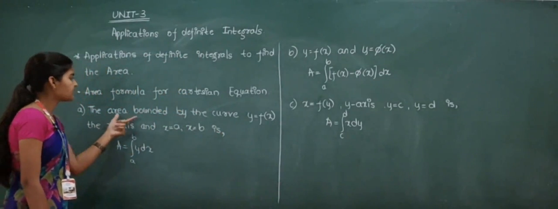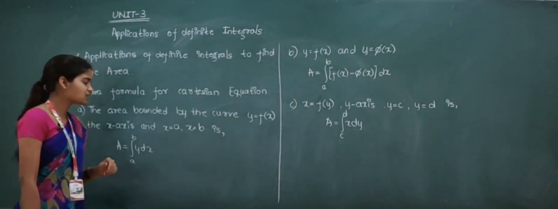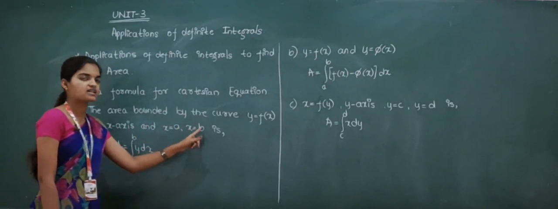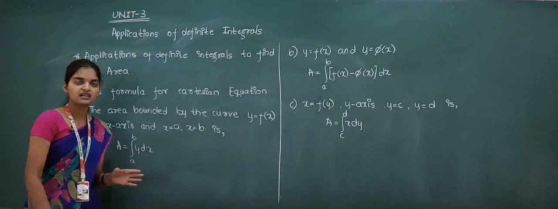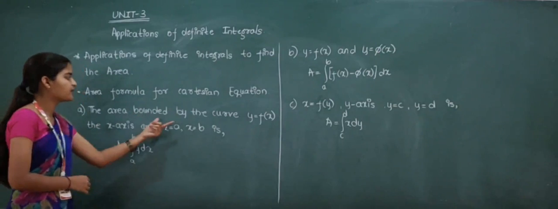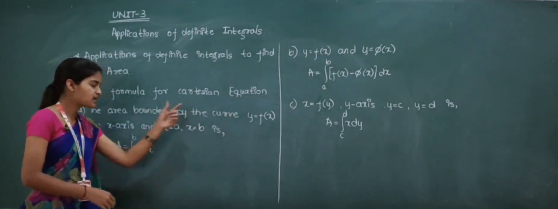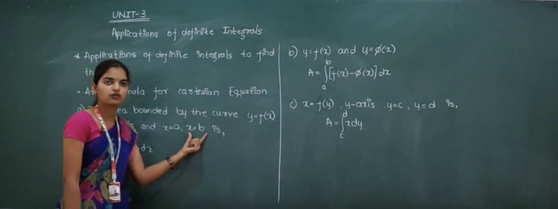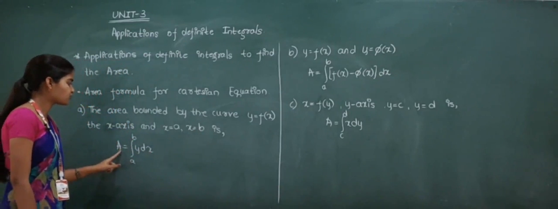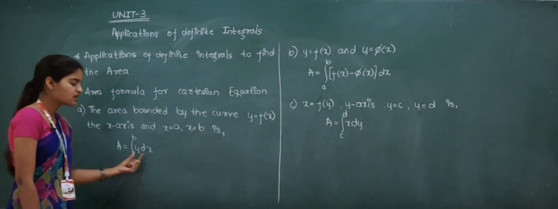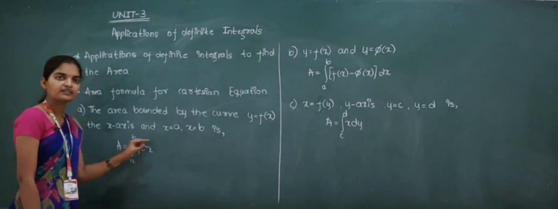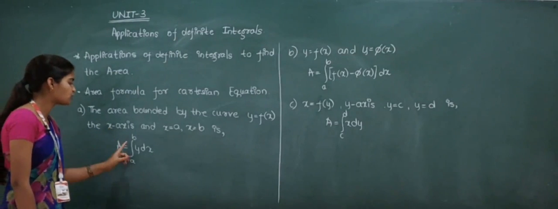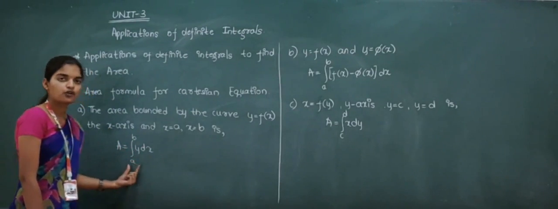First, the area bounded by the curve y is equal to f of x, the x-axis and the coordinates x is equal to a, x is equal to b. Its formula is the integration of y dx, with integration from a to b, and this area is denoted by capital A. Therefore capital A is equal to the integration of y dx from a to b.